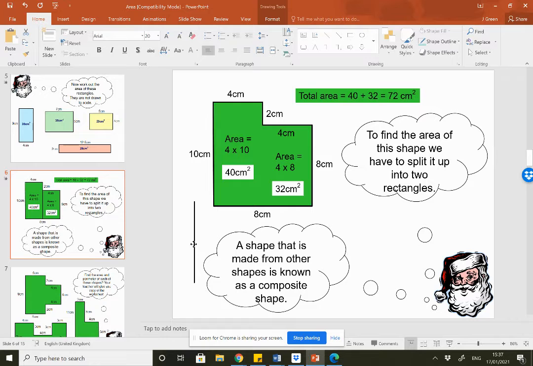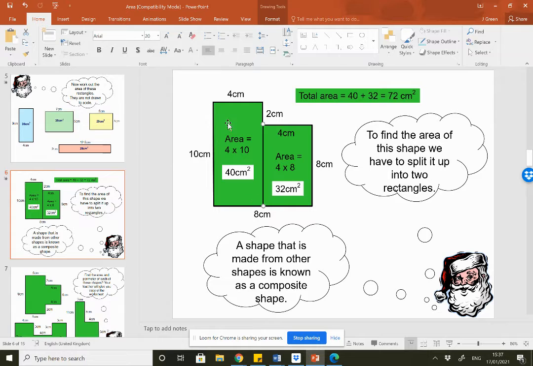It's a bit of a nightmare for finding the area because you don't have a simple regular shape where you can just do the width times the length. If I put this in here, like that, I've got one rectangle here, and I've got another rectangle here.